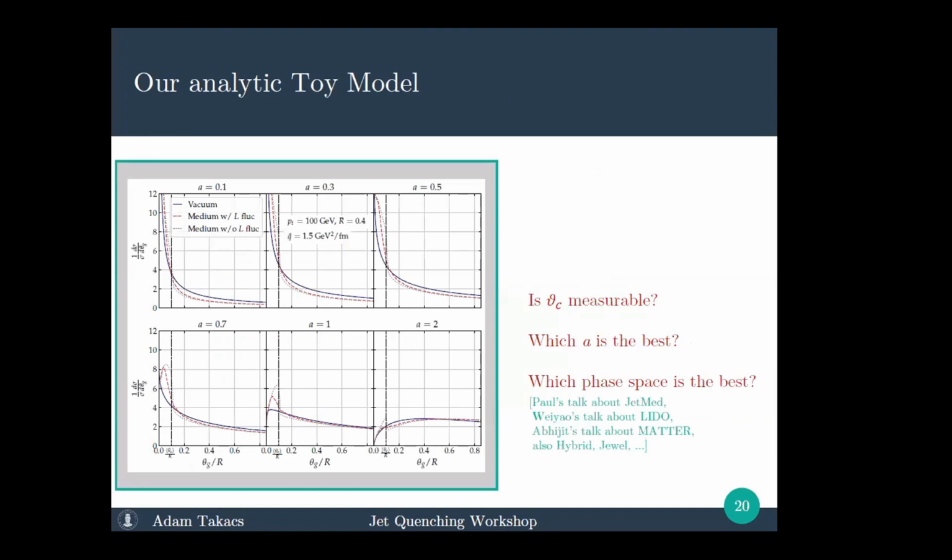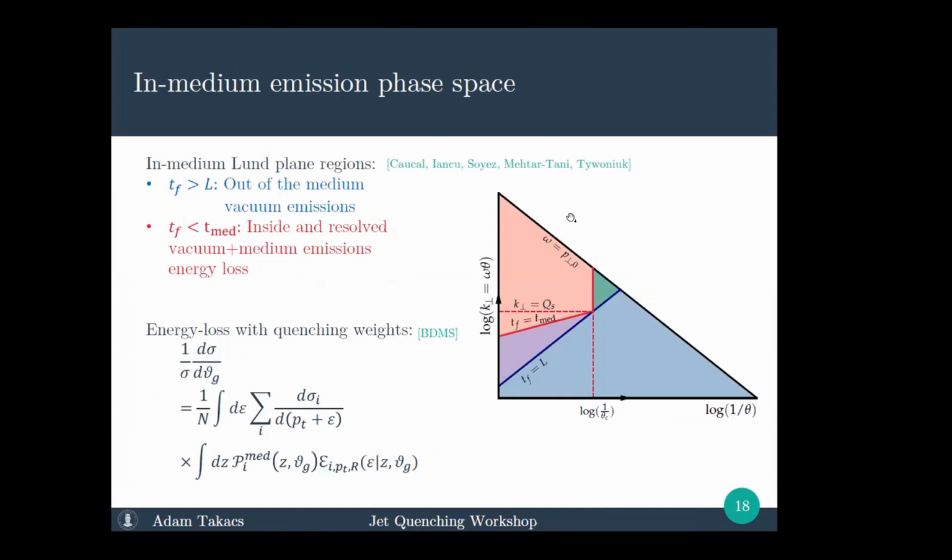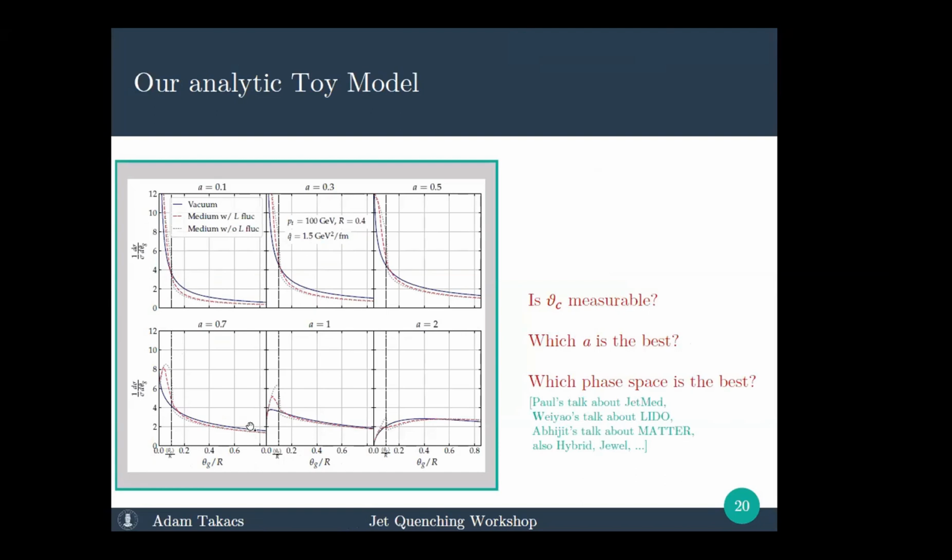We were quite interested in what happens if you vary this dynamical grooming parameter: how will this jump change? Will it increase? Will it decrease? Which a is the best to measure this effect? The other question that one could ask is that I just presented you one phase space, the phase space in this factorized picture. There is a phase space in Matter, there is a phase space in Jewel, there is a phase space in Lido, and those are not the same. So for them, the transition around this theta C, or whatever scale they have, is going to be different. So that's again something that you can compare.